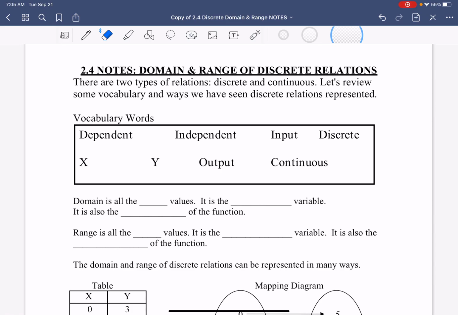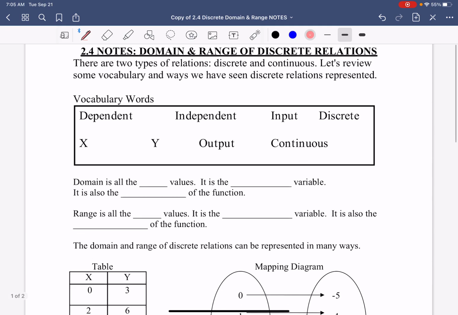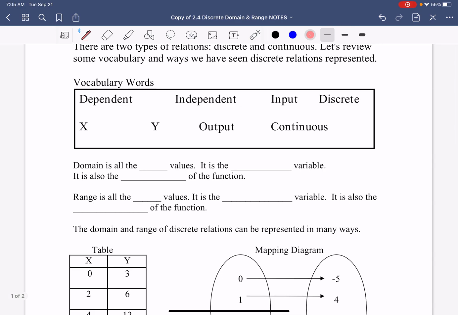In this video, we are going to talk about discrete, domain, and range. Okay, so we're going to go over some vocabulary words before we discuss what discrete and continuous are. So if we look here, domain is all of our x values. It is the independent variable, and it is also the input of our function. It's what we put into the function.